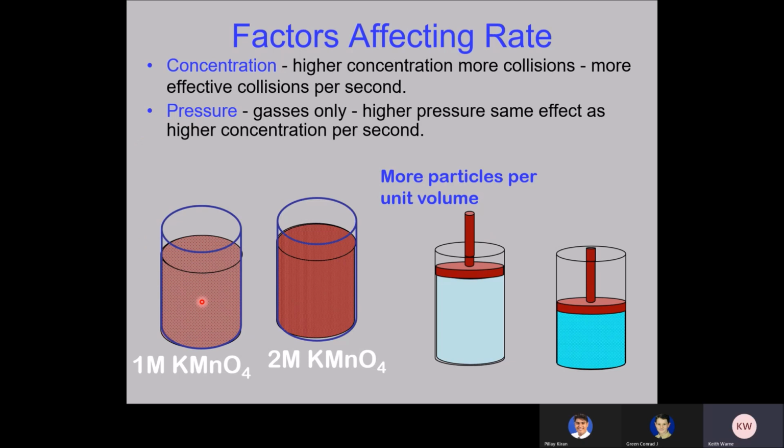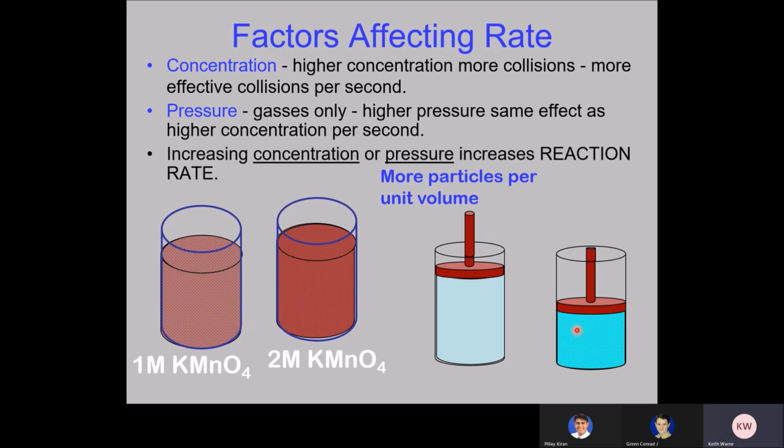So, here I'm trying to show 2 factors. This is a 1 molar potassium permanganate solution. You can see it's more dilute. A 2 molar potassium permanganate solution, obviously more concentrated. And for a gas, if you squash it, the particles are closer together, more chance of collision. There's more particles per volume. So increasing both of those things will increase reaction rates. Concentration for liquids, pressure for gases.